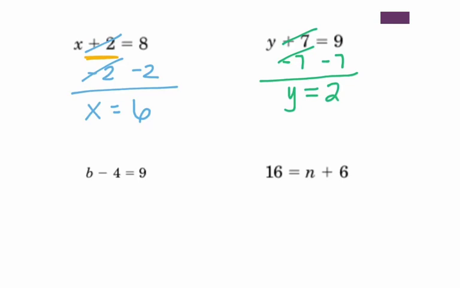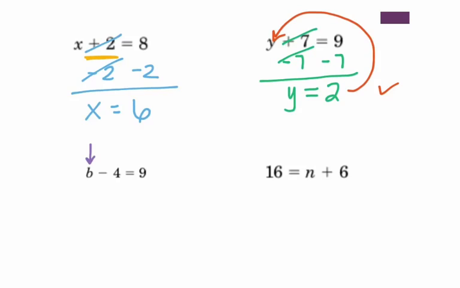y is 2. Now, let's just double check ourselves, make sure that we know what we're talking about. We can substitute 2 back in. 2 plus 7 equals 9. We know that we did our math correctly. All right, let's take a look at this next one. Now we have b minus 4 equals 9. We want to get b alone, so I'm leaving it b, right?